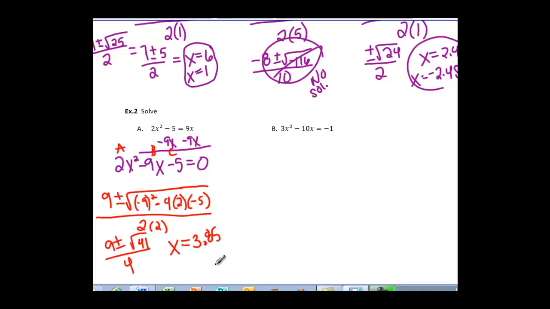Now you're going to do the same thing, but you're going to do subtraction between the two. So 9 minus square root of 41, hit enter, then divide by 4, and you should get x equals 0.65.